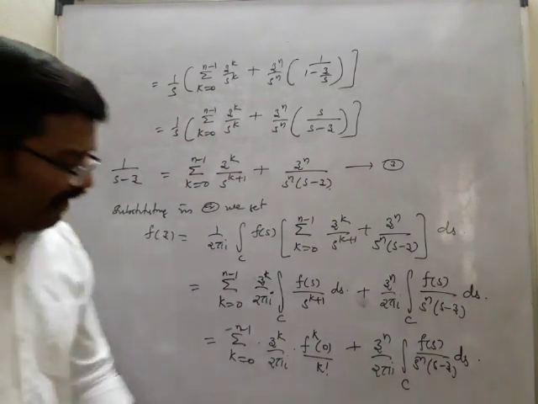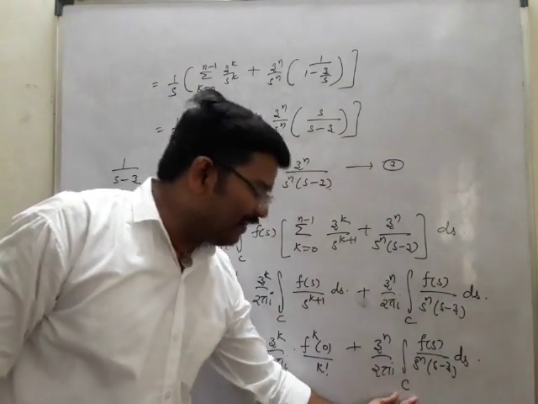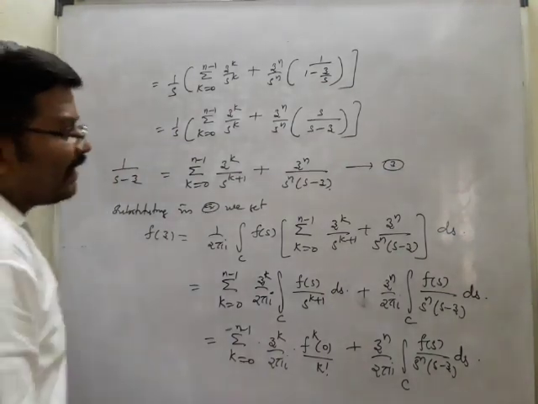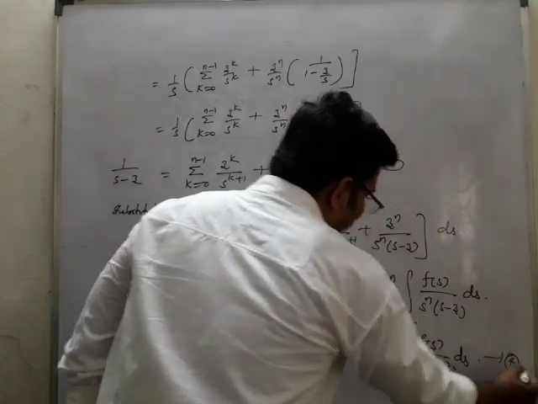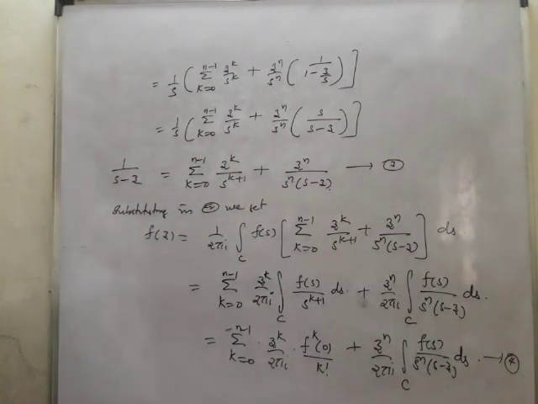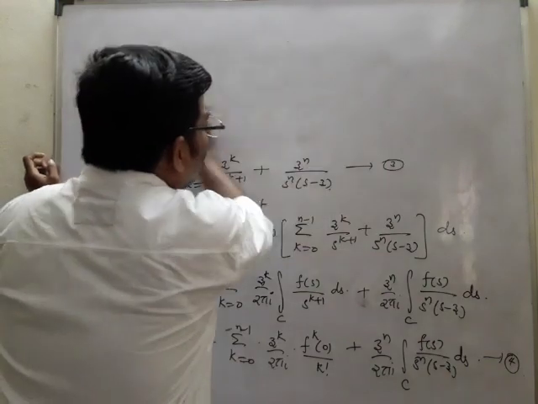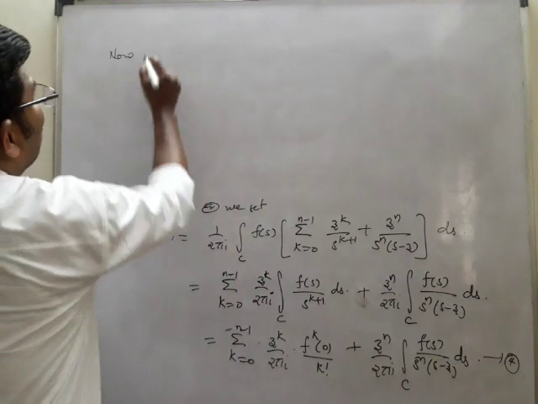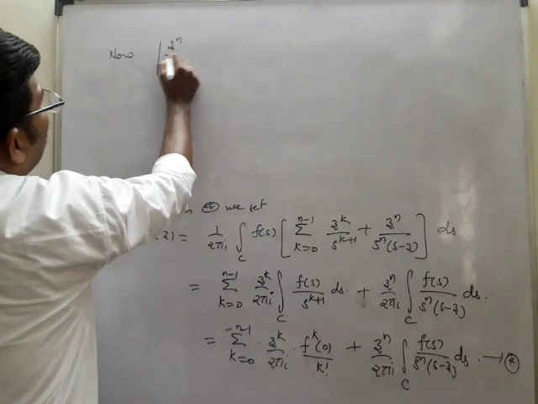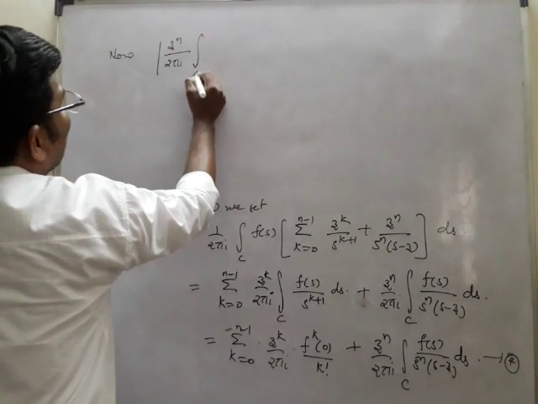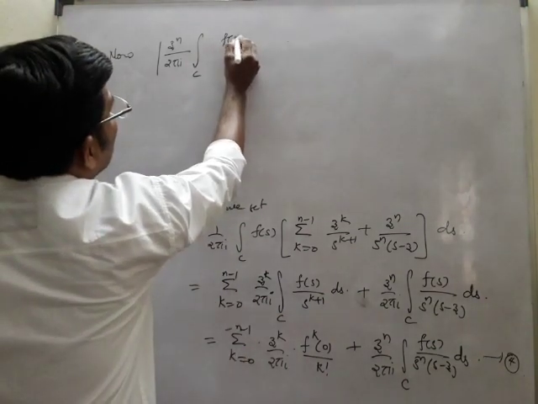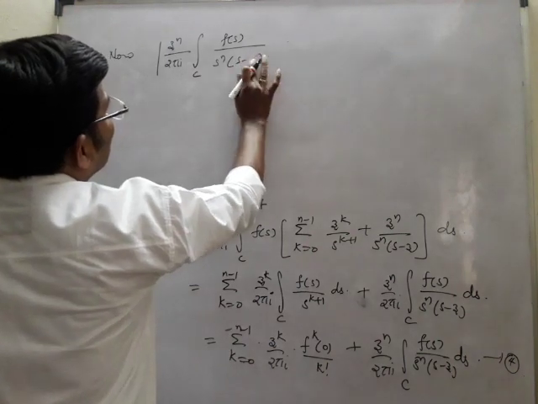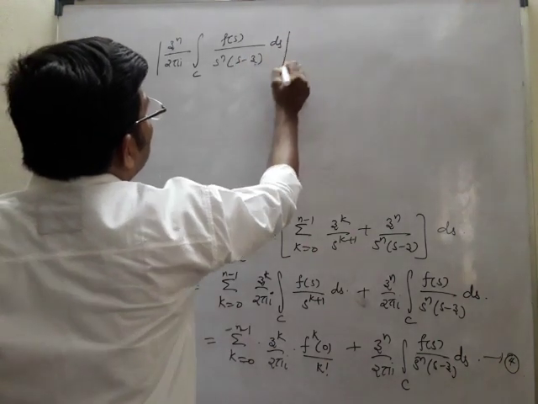Now I should find out the value of this. If I am able to find the value of this, then I can easily get the required term. Okay, so let us take this as number 4. We'll consider this one. So let us consider that. Now I'm taking the modulus of z power n by 2 pi i integral over c of f of s by s power n into s minus z, ds, and I have just taken the modulus.